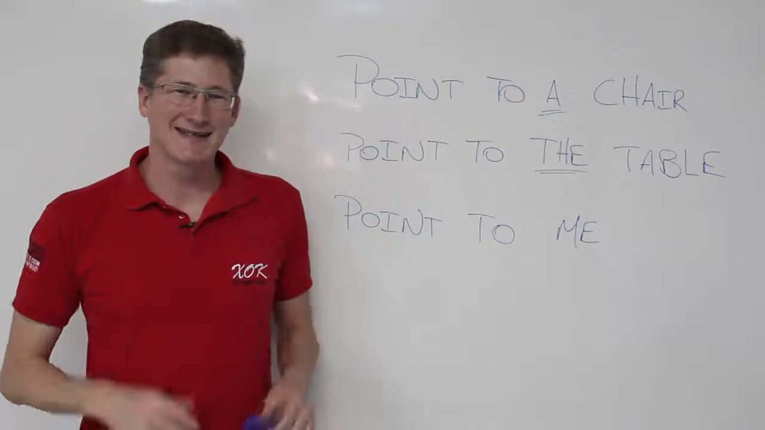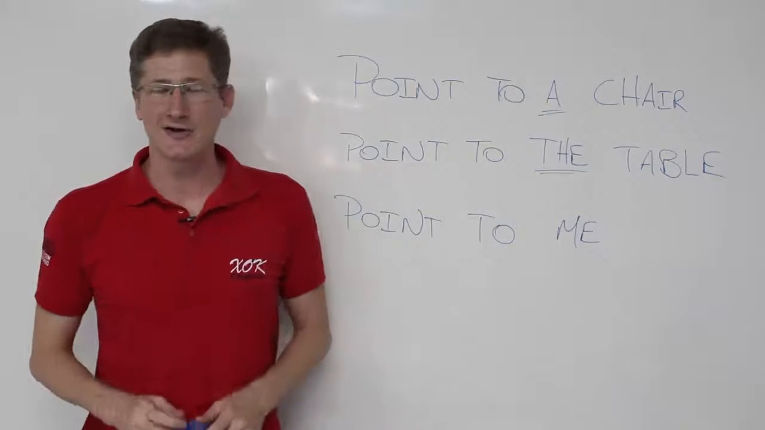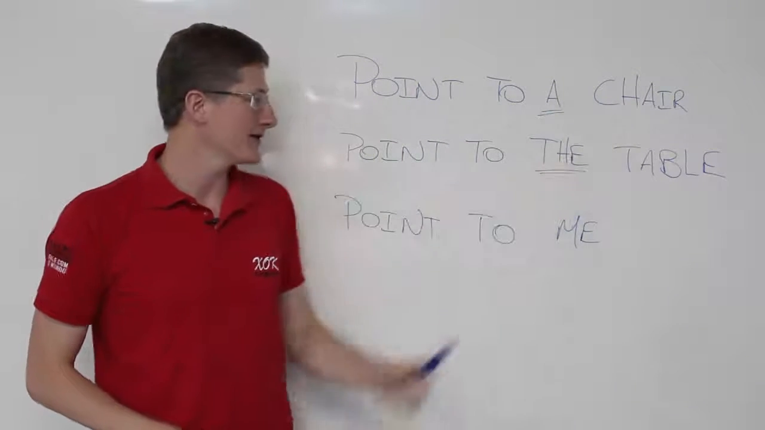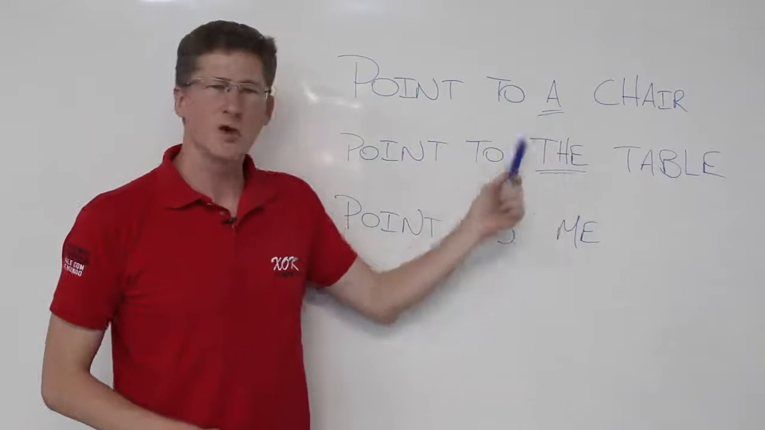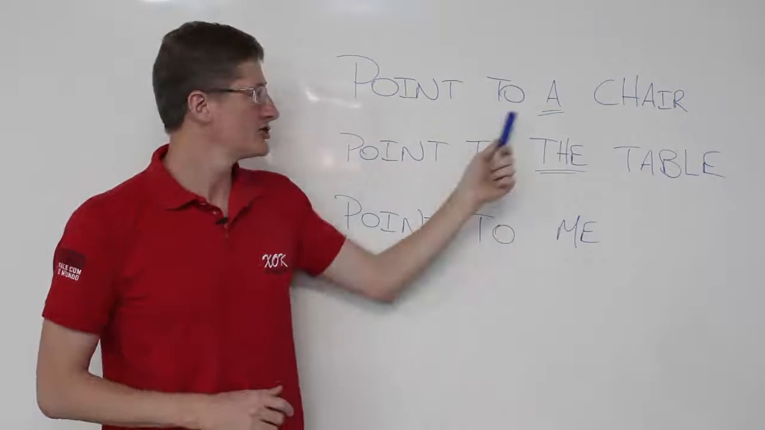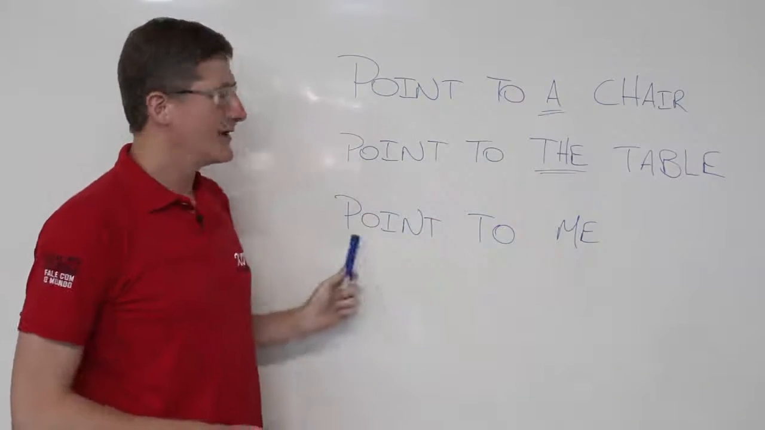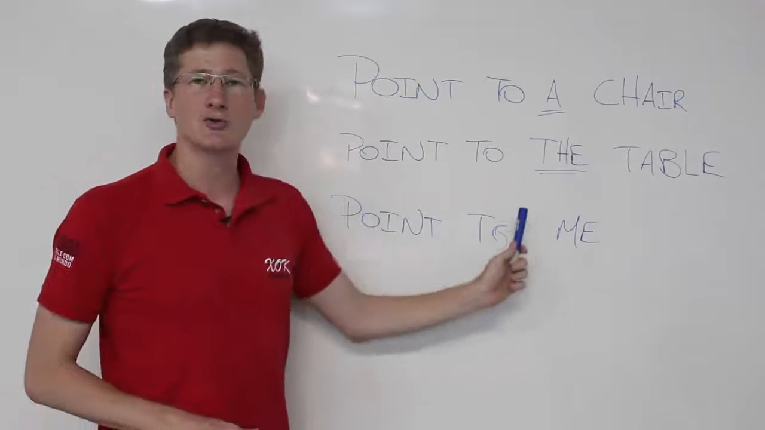Hey there, English students. In this video, we're going to look at indefinite and definite articles like a in the phrase point to a chair and the in the phrase point to the table. What's the difference between these two articles? When do we use one? When do we use the other? And why don't we use articles in certain phrases like point to me?